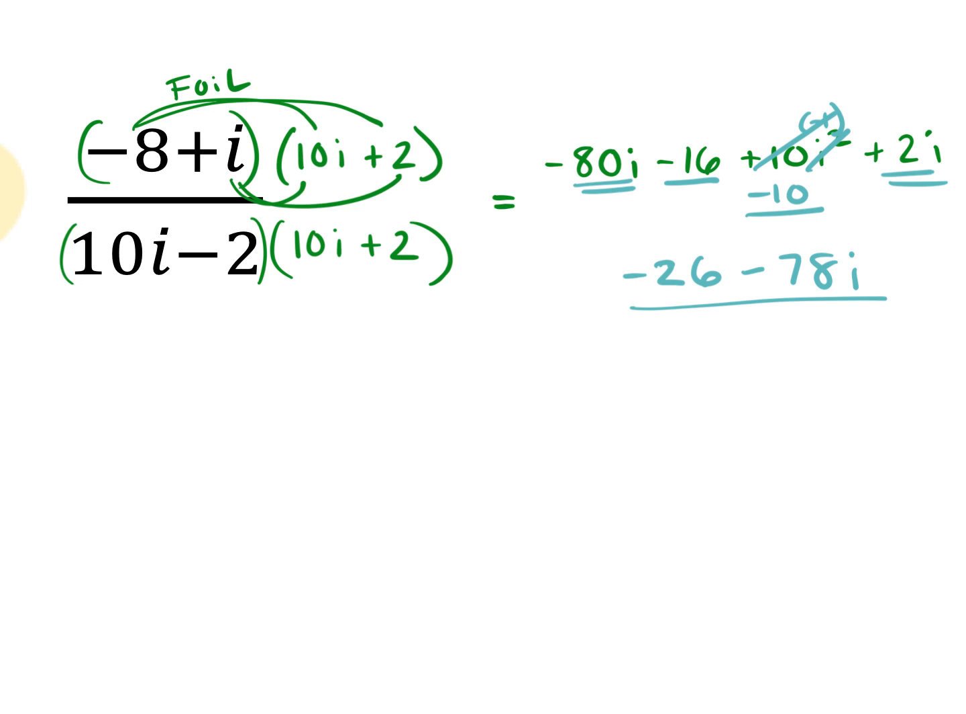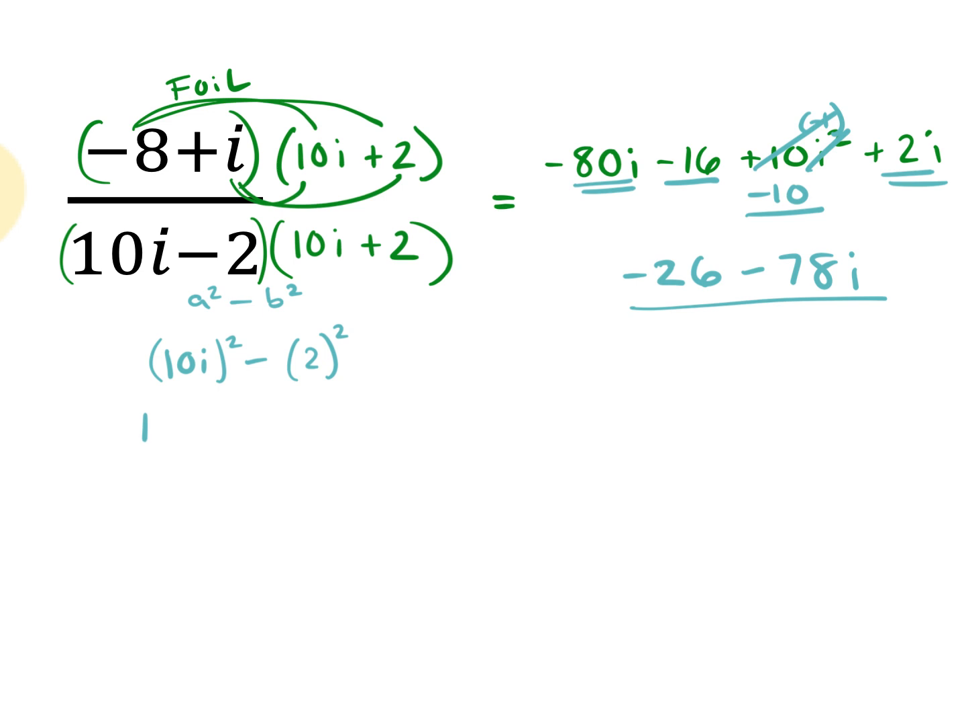Now we can do the same thing with the bottom. If you want to FOIL it out, you can, or you could do your conjugate shortcut. Our conjugate shortcut is a squared minus b squared. So that would be 10i squared minus 2 squared. Again, you can FOIL it out if you want to. I like to do the conjugate shortcut. It saves us a step because the outside and the inside when we FOIL end up canceling.